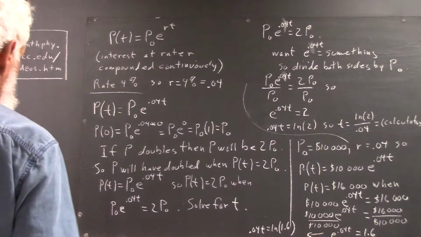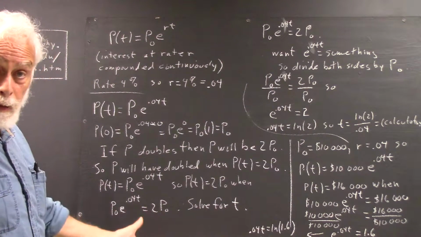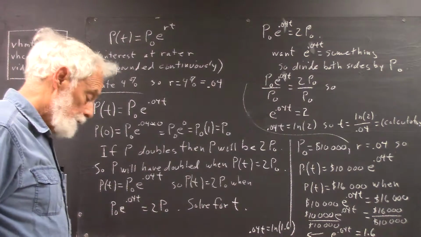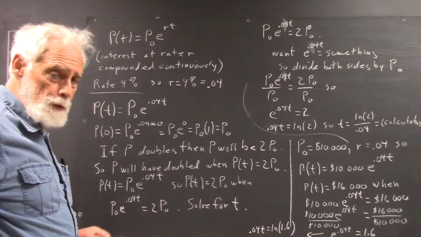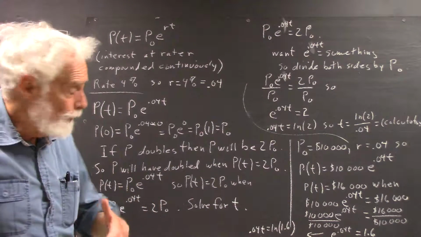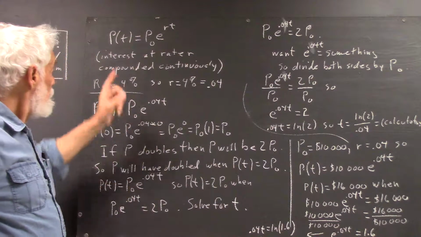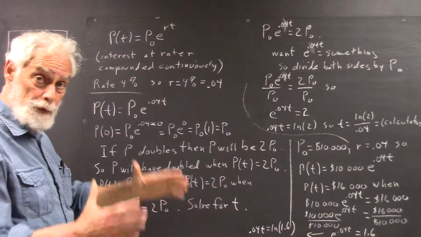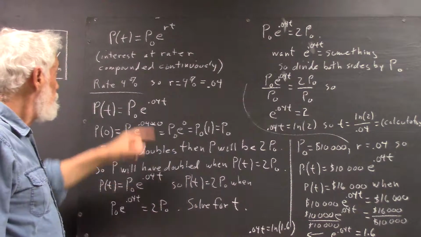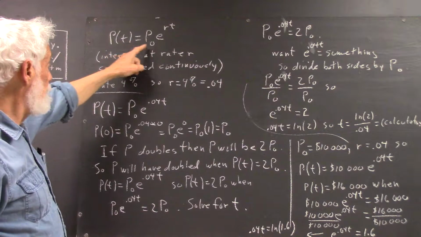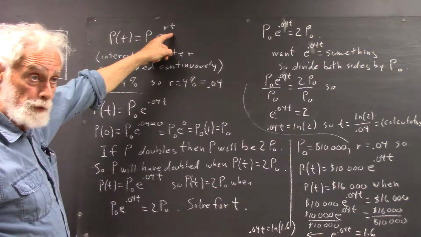Now, last class, we talked about compound interest. And last week, I think in both classes, we talked about it. And we alluded to the fact that if you compound continuously, if you shorten the period of compounding enough, you get P of t equals P naught e to the RT.